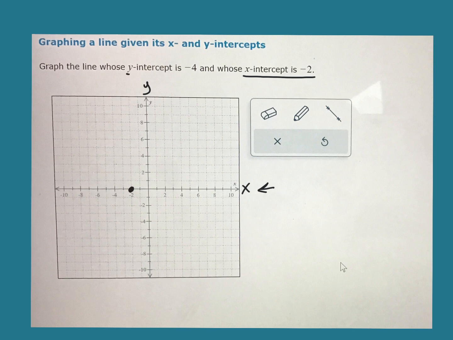And then for the y-intercept, it crosses the y-axis at -4. So on the y-axis here, we're going to go to where y is -4, and the line would cross right there.